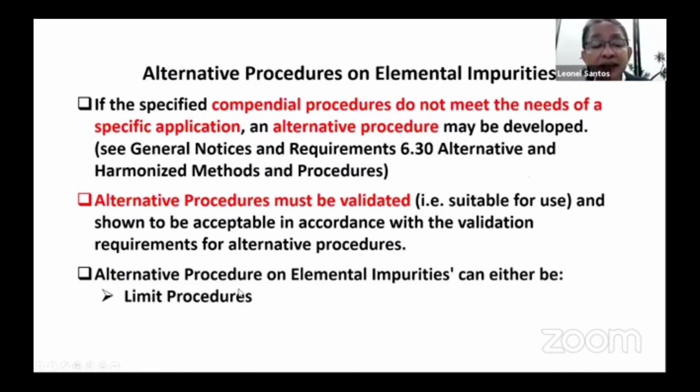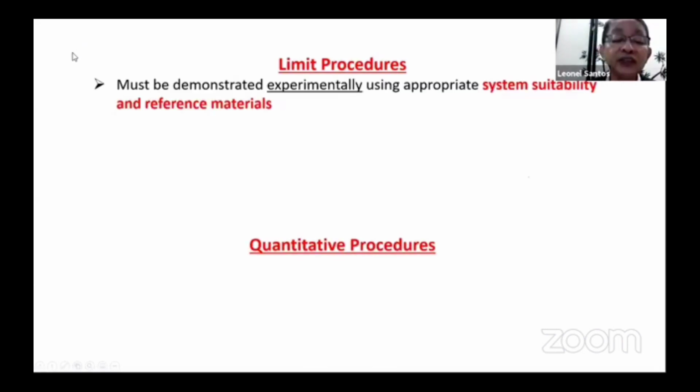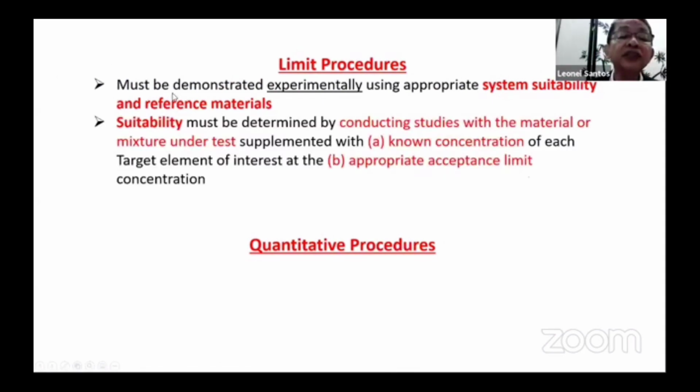So an alternative procedure can be either a limit procedure or a quantitative procedure. Limit procedures are those that give you yes or no results, and quantitative procedures are the ones that give you an actual number in terms of concentration. But there are certain requirements even for limit procedures. A limit procedure must be demonstrated experimentally using an appropriate system suitability and a reference material. So when you're developing a limit procedure, you know exactly what the concentration is, even if the final approach is a yes or no answer. There must be a known concentration, and there must be an appropriate acceptance limit of concentration.